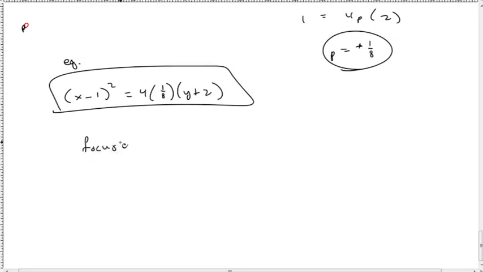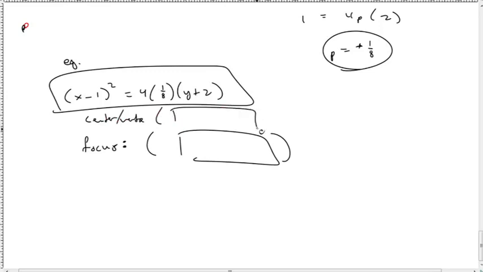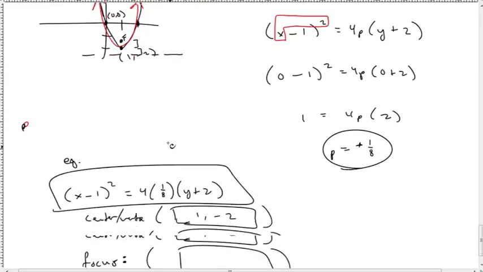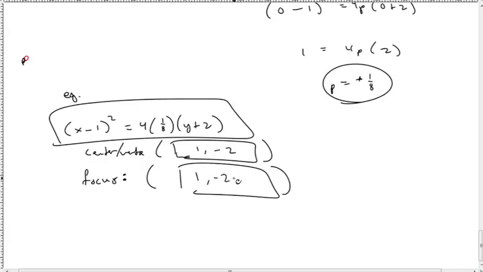My focus should be where my center was. Let me just start with my center so you can understand where I'm going with this. My center, the vertex, is at 1 comma negative 2. And so I'm going to take that same style for my focus here. Notice I'm just going to go up a little bit, so my y value is going to change. I'm going to add 1/8, and then my directrix is again my horizontal line, so that's y equals negative 2 minus the 1/8.